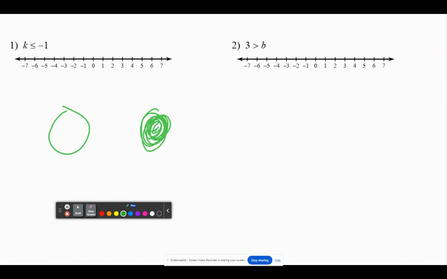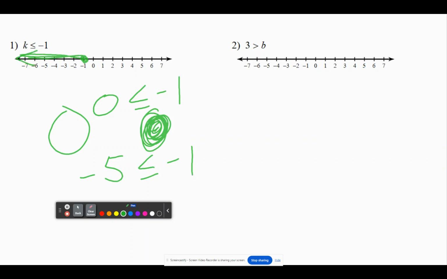This one's going to be a closed circle because it could be equal to -1. So we'll just do a really tight little circle there on -1. Then it's good to just pick a point and test from there. K is less than or equal to -1. I like using 0. Is 0 less than or equal to -1? It is not. Is another point, -5, less than or equal to -1? Yes, it is. So this is going to go this way.